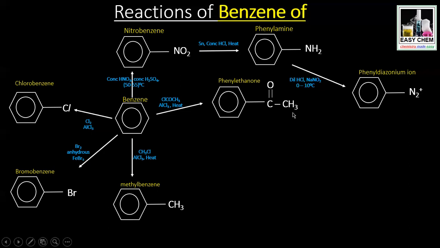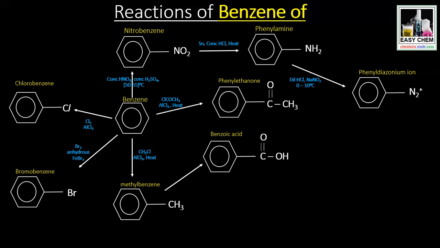Shall we look at another reaction of a benzene compound? We go to methylbenzene. See what happens to methylbenzene first. This CH3 in methylbenzene has been changed to COOH. This is a carboxylic acid. The alkyl group has gone to carboxylic acid. This is called an oxidation reaction.